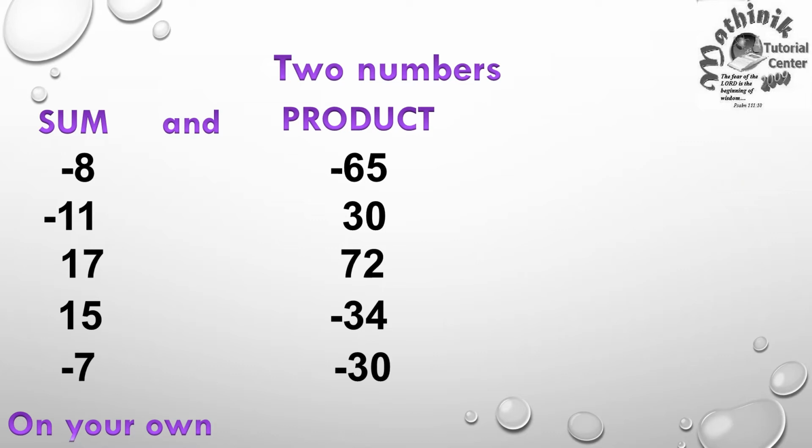Okay, did you figure it out? What are the two numbers? Negative 13 and 5. Let's proceed to the next. Sum is negative 11 and their product is 30. You have 15 seconds. Go.